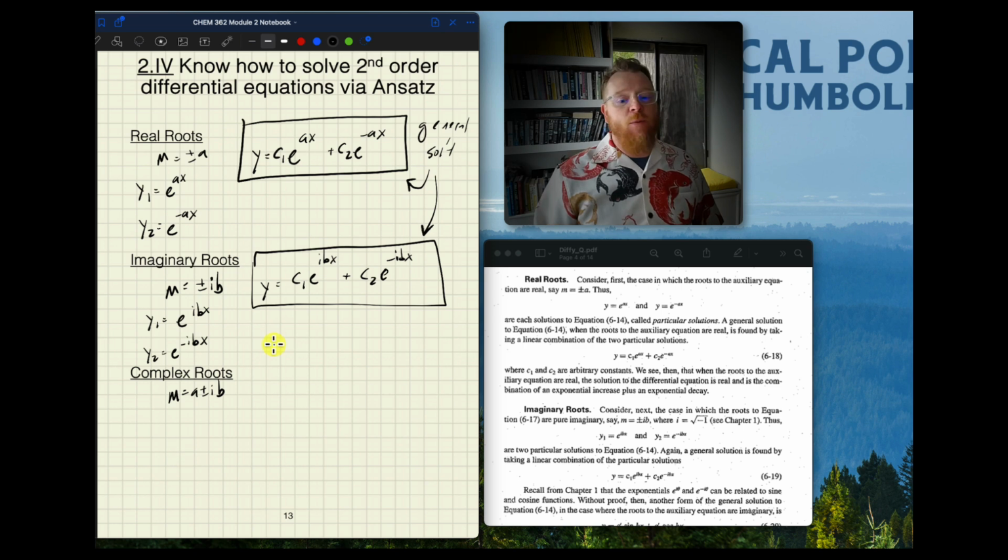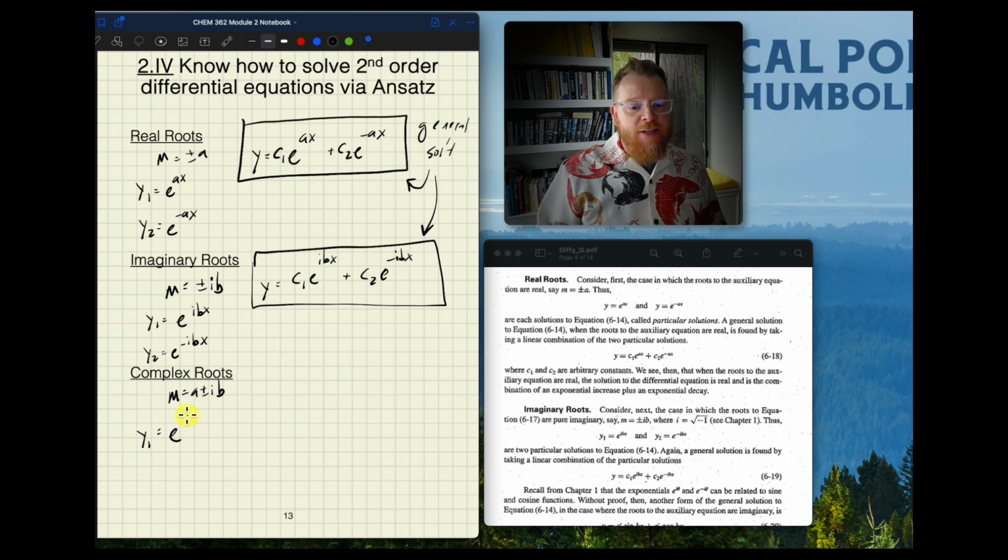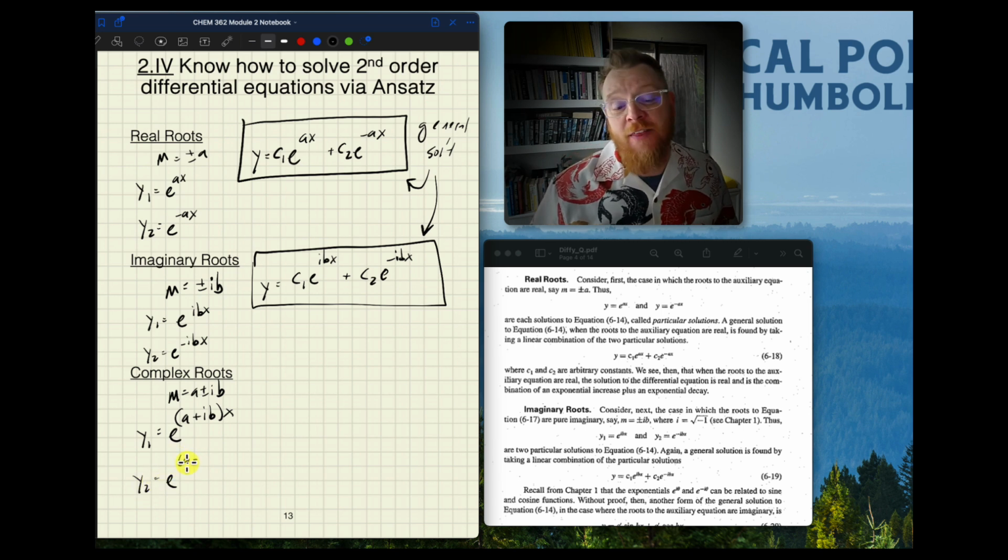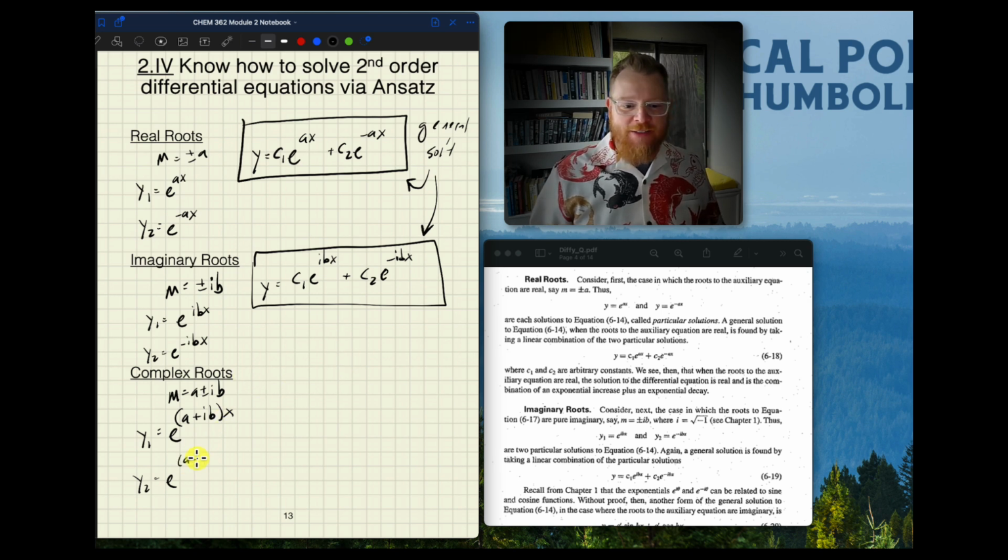And once again, we're going to follow the same procedure. We're going to say one of our solutions is e to the a plus ib, all times x. And our second solution is the negative root. Or really, I should say the complex conjugate, right? It's not a negative root, it's a complex conjugate root. a minus ib, all quantity times x.